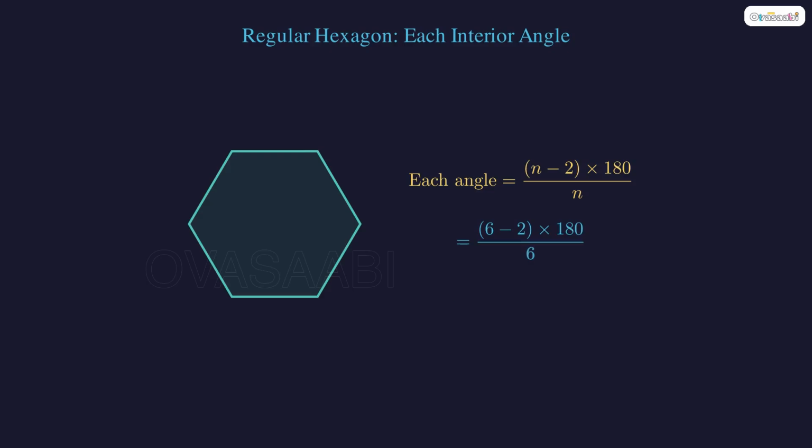In a regular polygon, all sides and angles are equal. To find each interior angle, divide the angle sum by the number of sides. For a regular hexagon, that gives 120 degrees each.